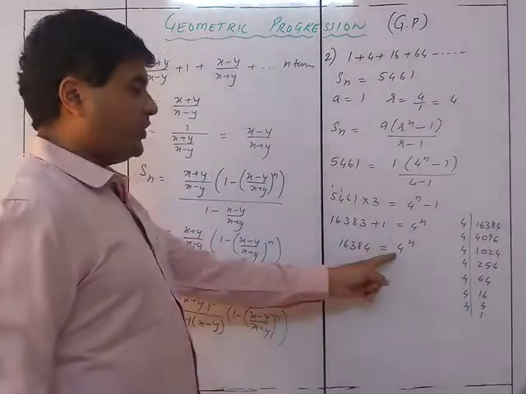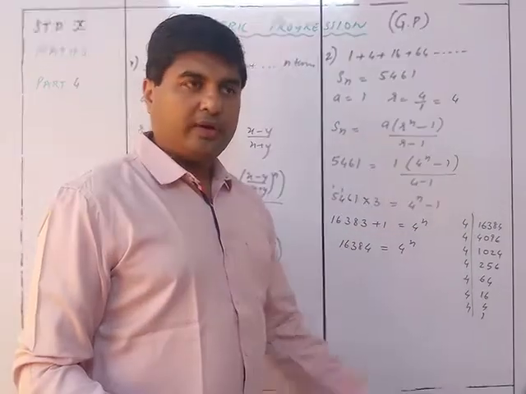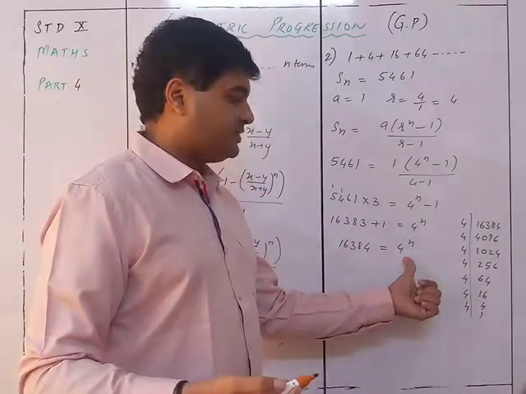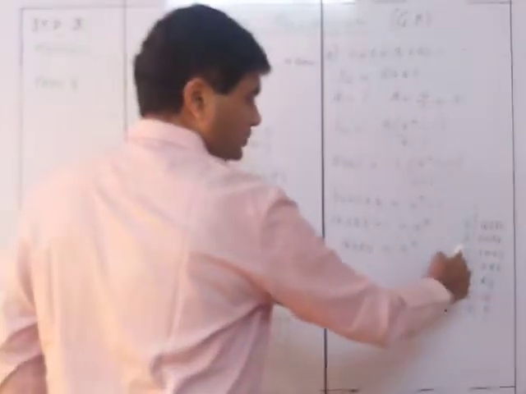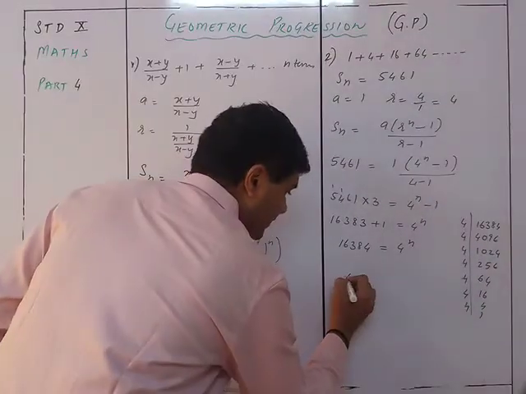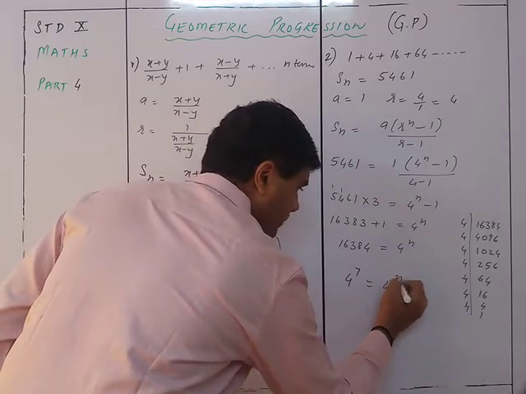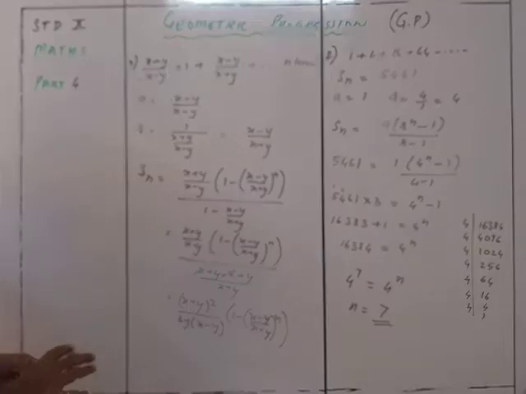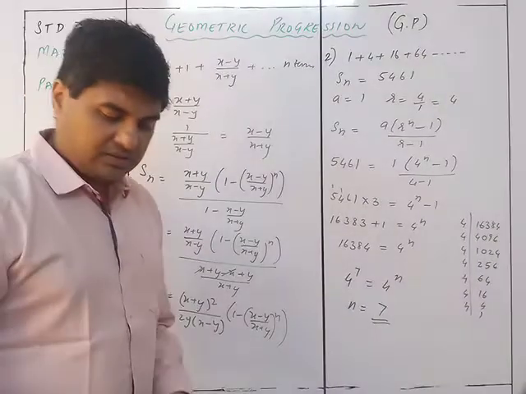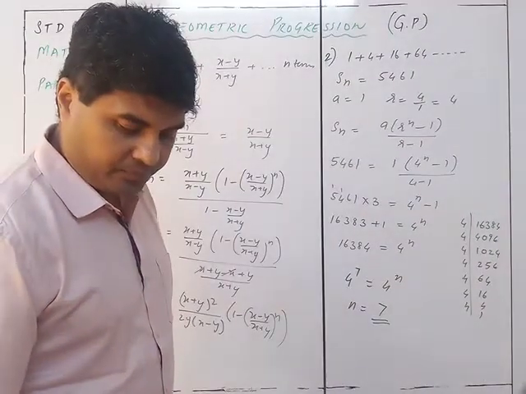See, because it was 4 raised to n, I took everything as 4. You could have done it with 2 also by making this 2 raised to something, but this is also easier. So this is 1, 2, 3, 4, 5, 6, 7. So 4 raised to 7 is equal to 4 raised to n. Therefore n is equal to 7. Got it? This was sum number second.